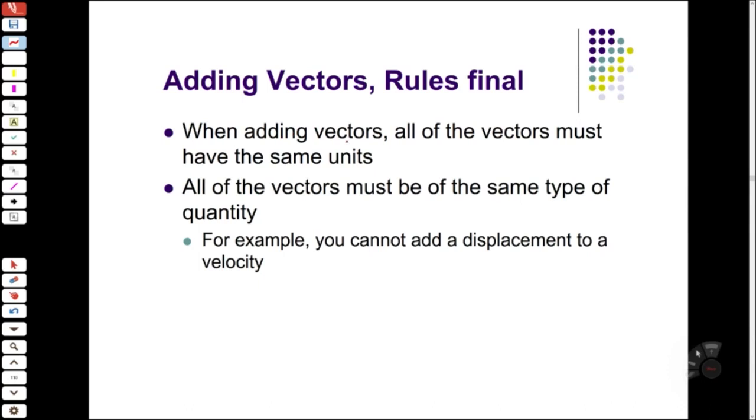Of course, when you add two vectors A and B, they must have the same units, so they must represent the same physical quantities. For example, you cannot add a displacement to a velocity.